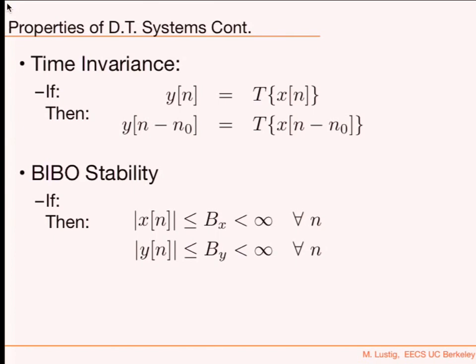BIBO stability is another very important property of discrete systems. Basically, what it tells you is that if your system is BIBO stable and you have an input that is bounded, the output is going to be bounded. And that's a great thing, right? That means that most normal types of signals that go in are not going to make the system go unstable and put an infinite value out. That's a very important feature. So if your input is bounded, the output is also bounded. Does it happen on all systems?